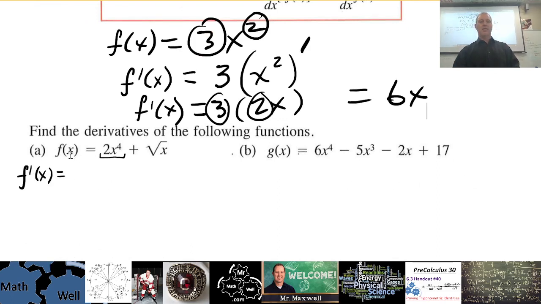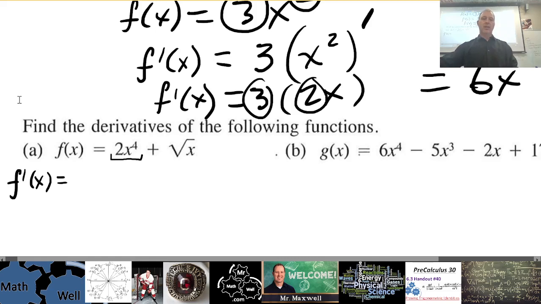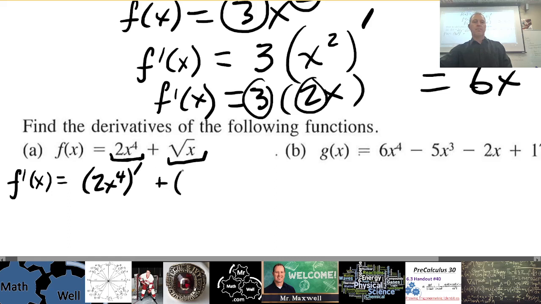We've got f of x equals 2x to the 4th plus the square root of x. So let's focus on a here first. The sum rule says that I can take this first term and this second term separately, and I can find the derivatives of each. So I'm going to write this out just so you can fully see what I'm doing.